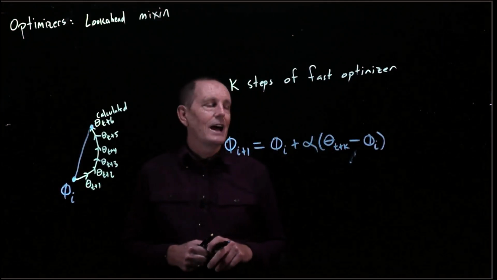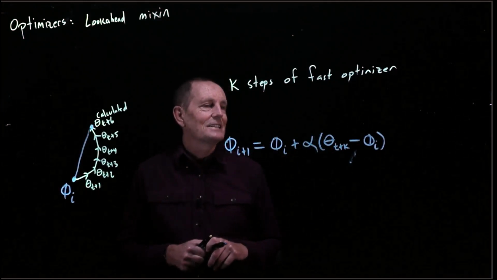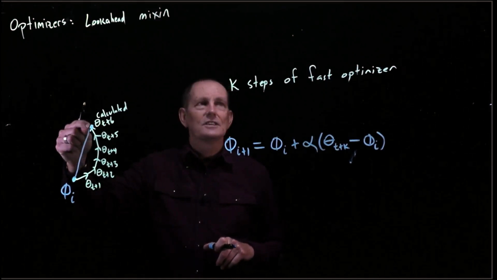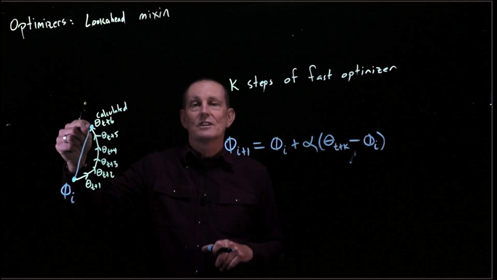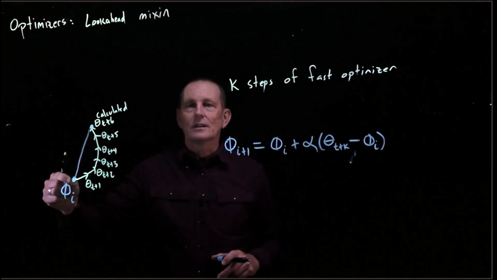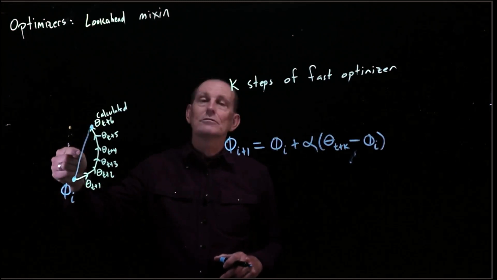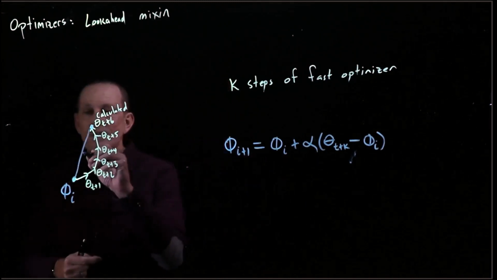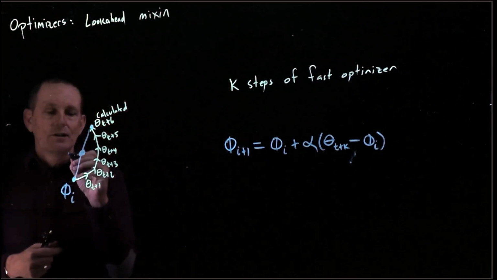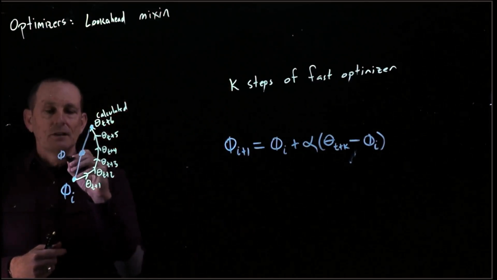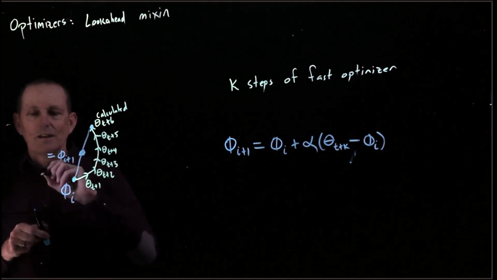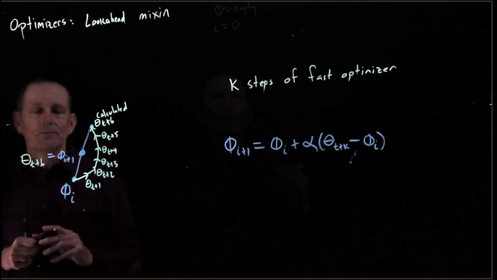So if alpha is 1, then we're going all the way to here, and it's as if we're not doing anything. We just have our fast optimizer working. If alpha were 0, we would just be stuck here, never making any progress. If alpha is a half, which is a normal default, then this is our phi of i plus 1, and it's also equal to our theta t plus 6.